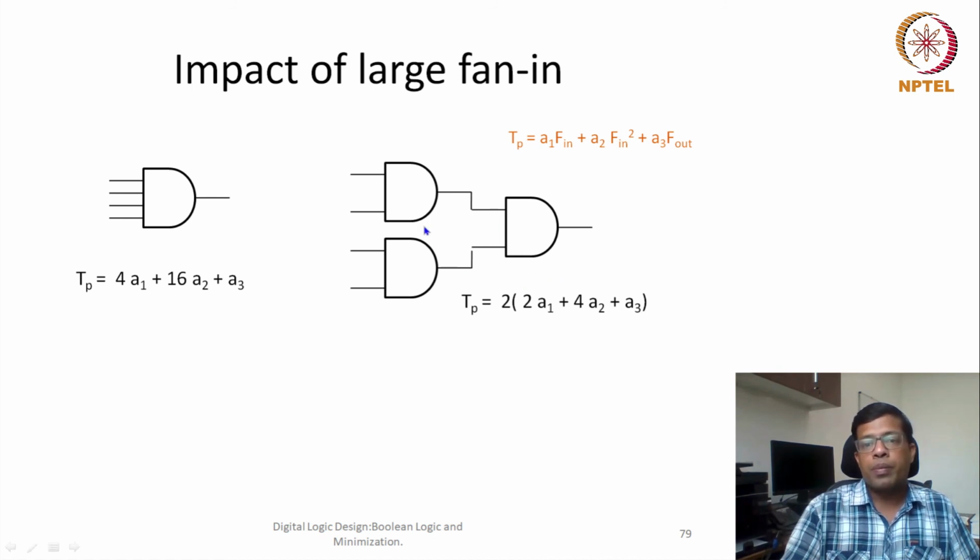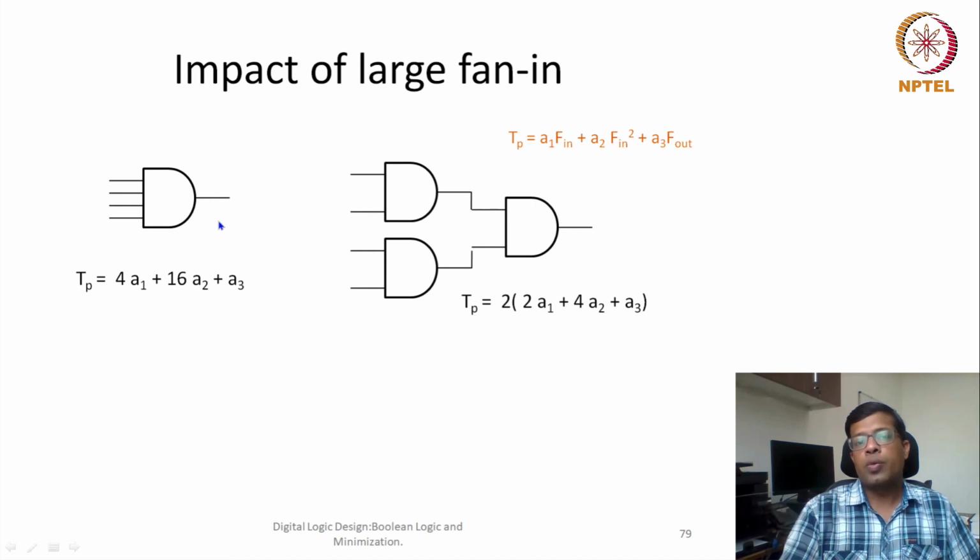Okay, and because both of these gates are looking equivalent, we are simply saying that whatever is the delay of this, we multiply it by 2, and the delay of one 2 input gate is 2 into A1 plus 4 into A2 plus A3. So we can see from this expression that even for a very small value of A2, the propagation delay of this particular gate is lesser than a single stage gate.